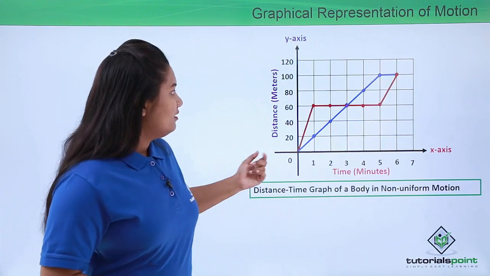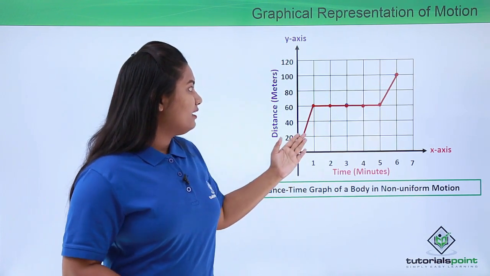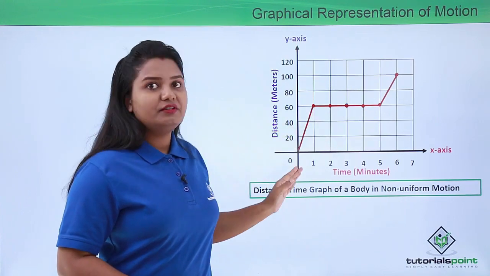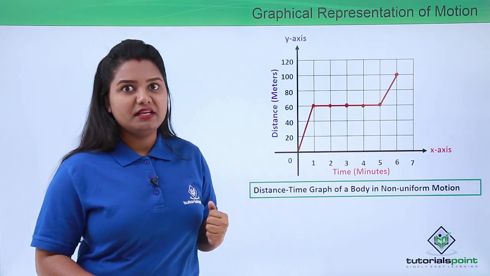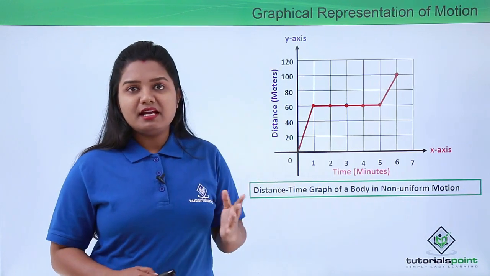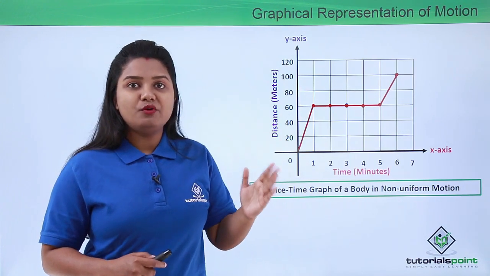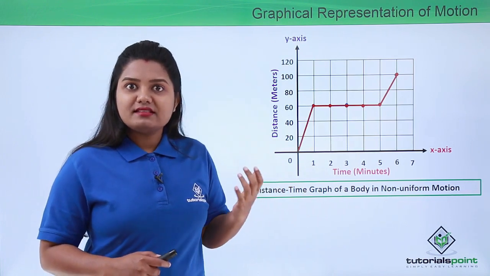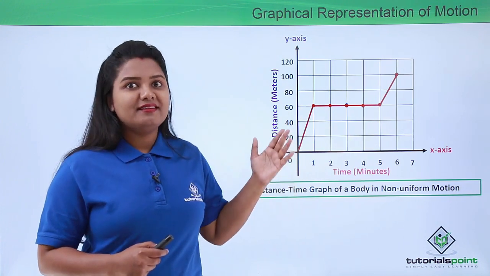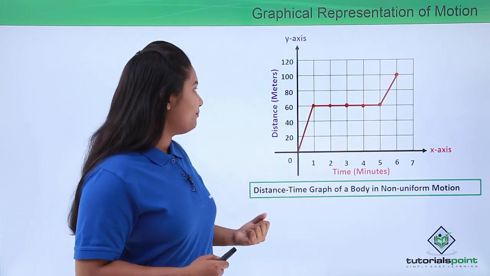Now let us concentrate on the whole red graph here. Since we have taken red to be the color for hare, this whole graph shows the motion of the hare, the pattern of motion the hare has made. Now here we know that the distance time graph, which is a straight line inclined to x-axis, shows that the body is moving with a uniform velocity, and the distance time graph, which is a straight line parallel to x-axis, represents the body is at rest. So that we will be using here to figure out what is happening here.